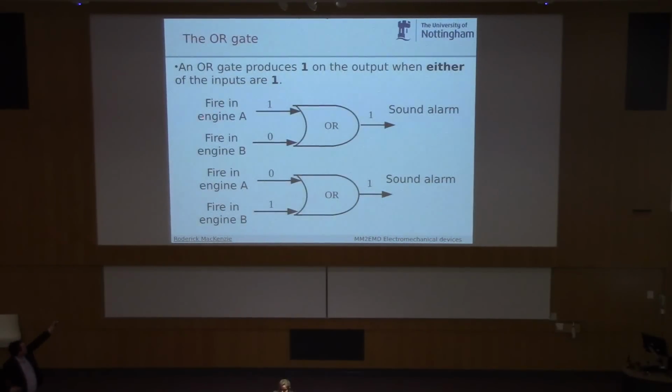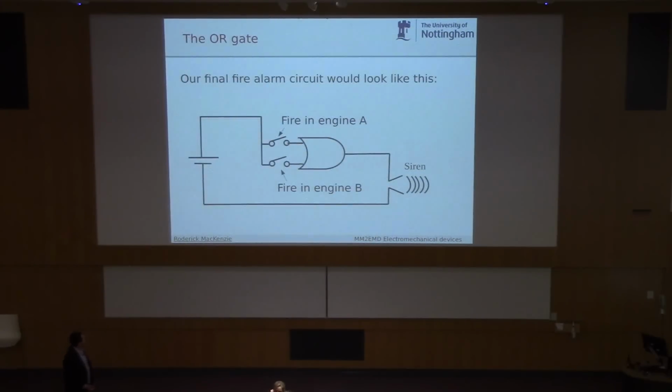So here we have fire in engine A, 1, sound alarm. No fire in engine B, sound alarm. No fire in engine A, fire in engine B, sound alarm. So whenever one or the other of the inputs is 1, we get a 1 on the output. There we go. There's our little circuit: two inputs, two switches, siren. So the circuit will sound the siren when you've got a fire in one engine or the other.